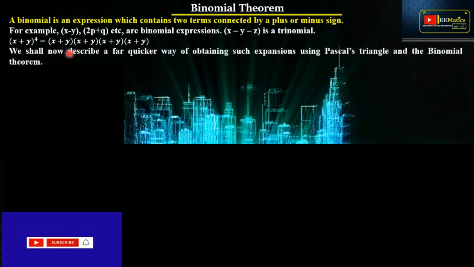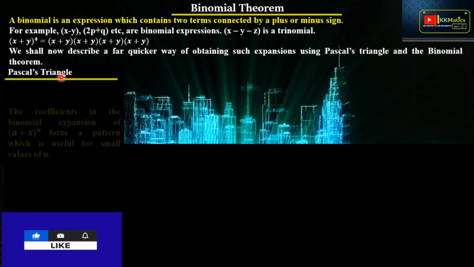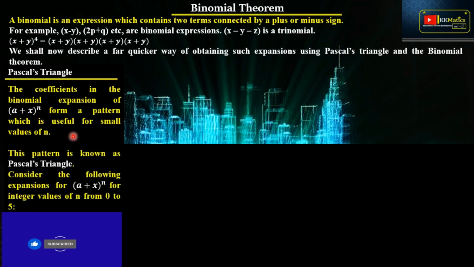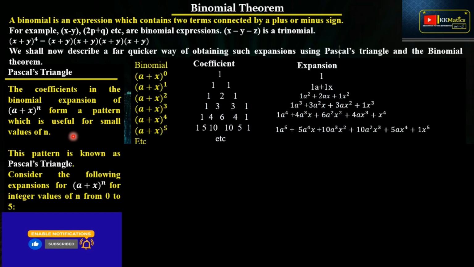So we shall now describe a far quicker way of obtaining such expansions using Pascal's triangle. The coefficients in the binomial expansion of this expression form a pattern, which is useful for small values of n. So using Pascal's triangle, we consider the coefficients in this expansion.